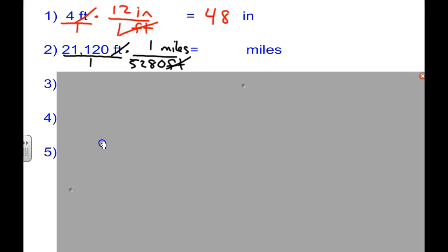And we end up with the units that we want. We want miles. Okay. When you multiply across, you have 21,120 over what? 5,280. And you have to just go and do that division. Do we have the right units? Yes. And when you do the division, what do you get? 4. And of course, you can go work that out slower if you need to.